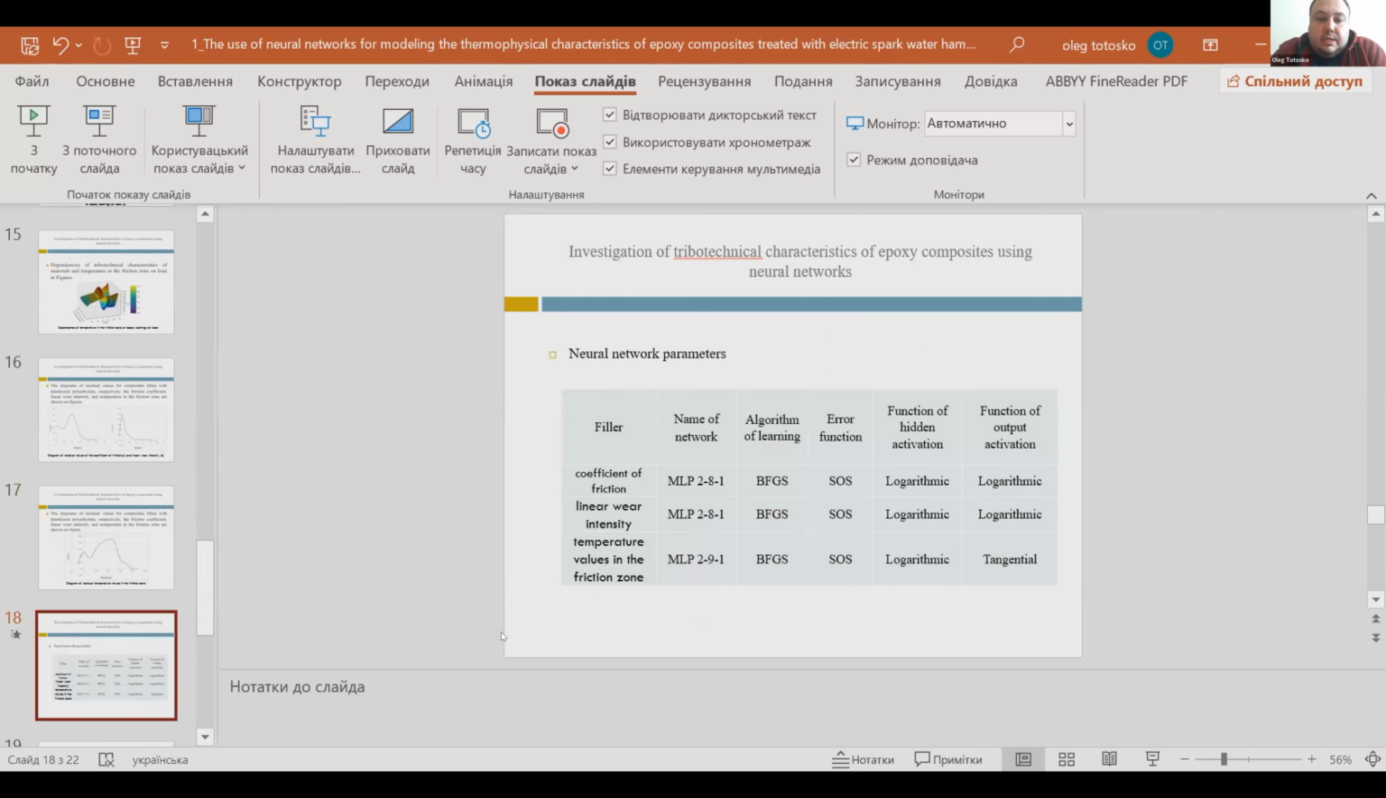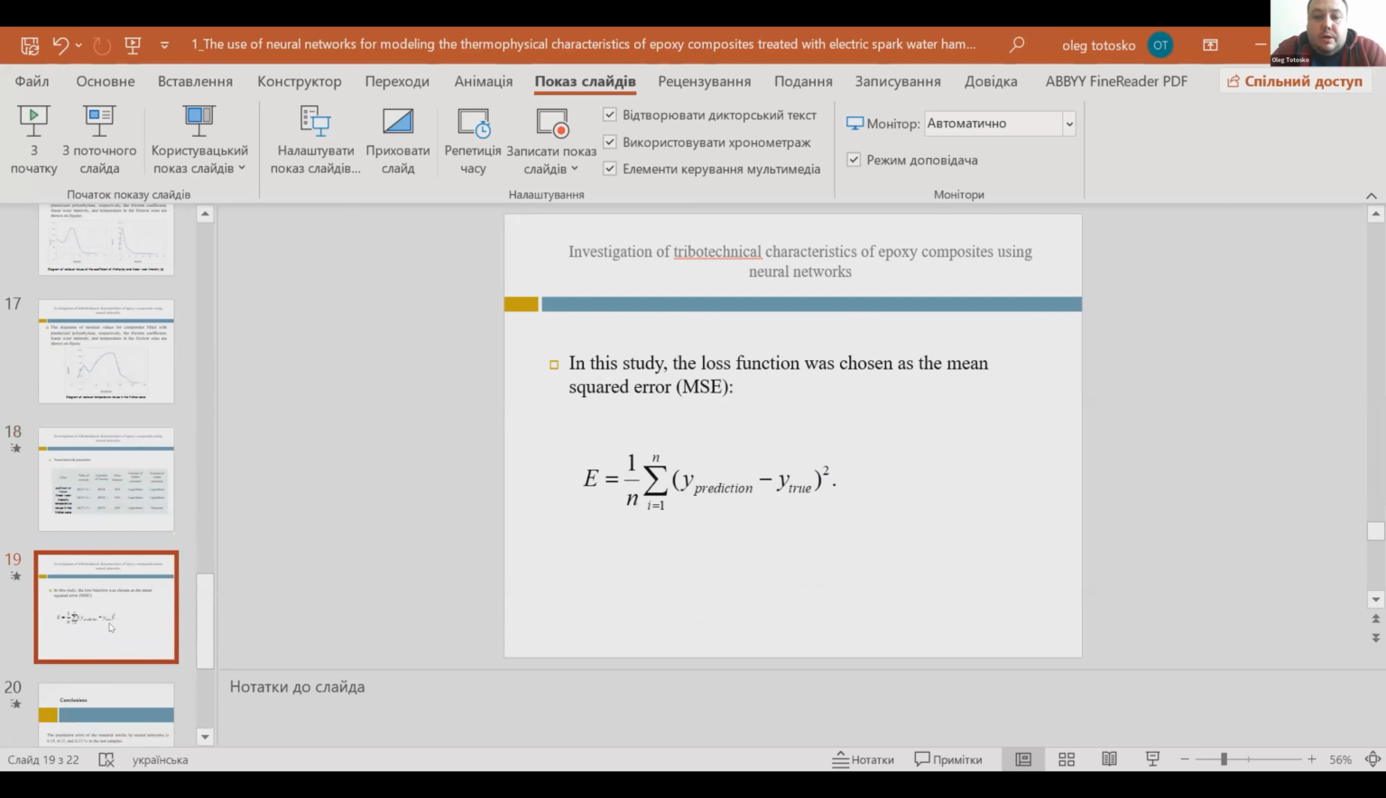On this slide, you see the names of the network, algorithm of learning, error function, function of hidden activation, and function of output activation for the coefficient of friction, linear wear intensity, and temperature values in the friction zone. Also, in this study, the loss function was chosen as the mean squared error, MSE.